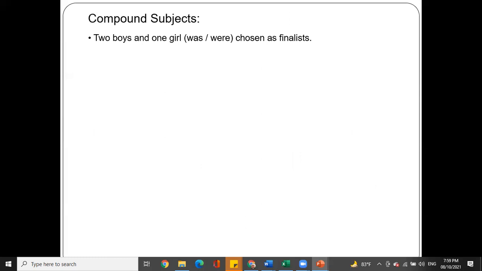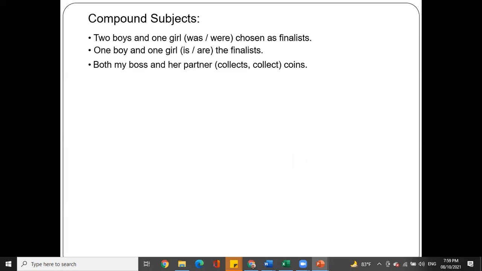Hey, compound subjects. So what you have here are two subjects. Compound means two or more, so that is automatically "they." Is that clear? They. So let's go. Two boys and one girl were chosen as finalists. One boy and one girl are the finalists.